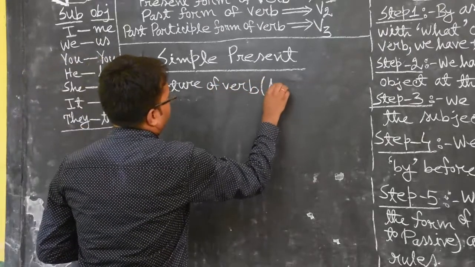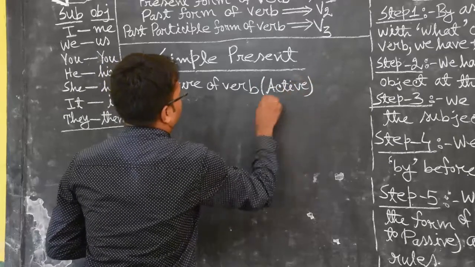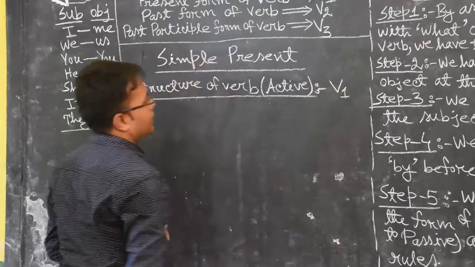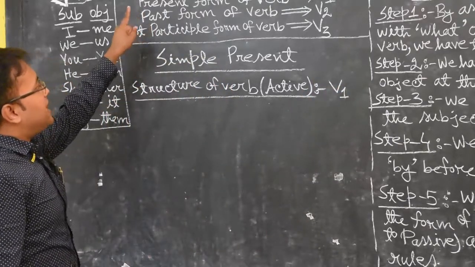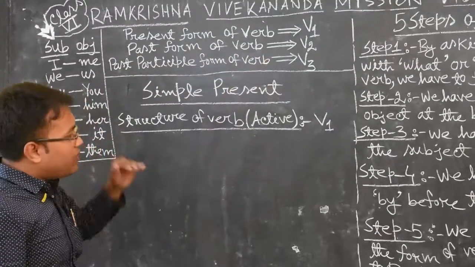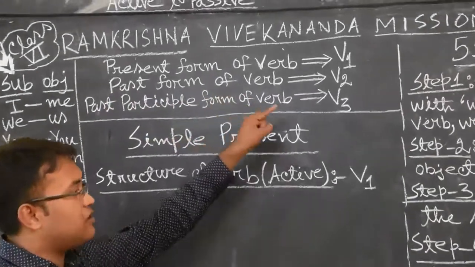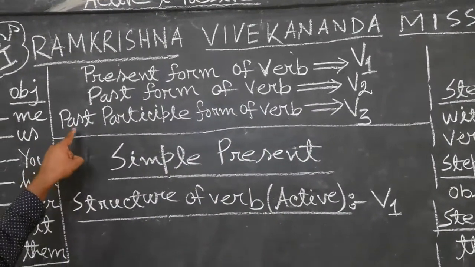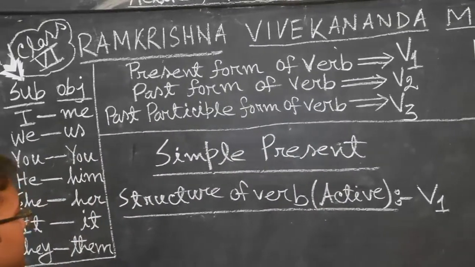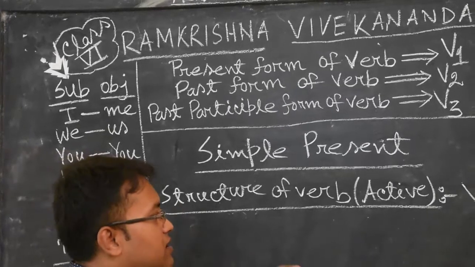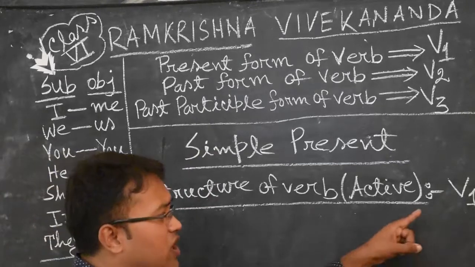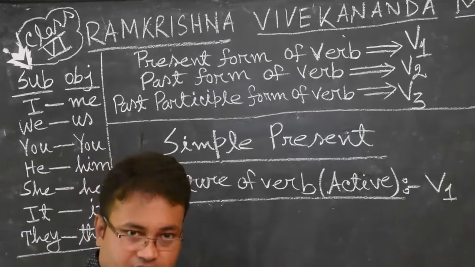Structure of verb. In active voice, it will be only present form of verb. As I have already written here, I will mention the present form of verb as V1, the past form of verb as V2, and the past participle form of verb as V3. So, at first, we have to learn the structure of verb in simple present tense in active voice. That is only V1. Subject V1 object.